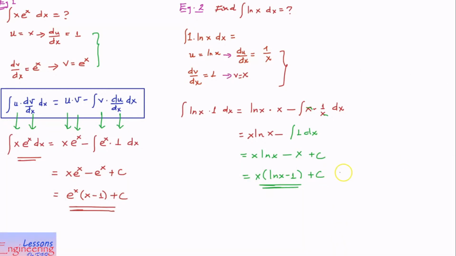We can choose the constant to be 0 because we don't have any other enforcing condition. So if you choose c to be 0, the integral of ln x dx can be x ln x minus x.